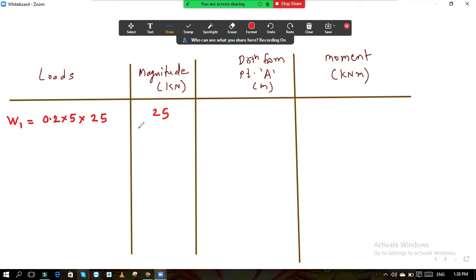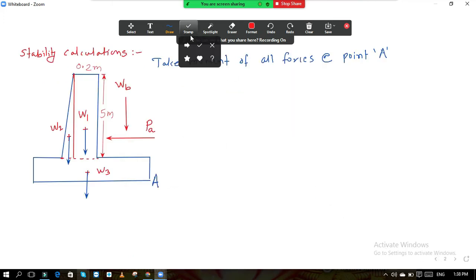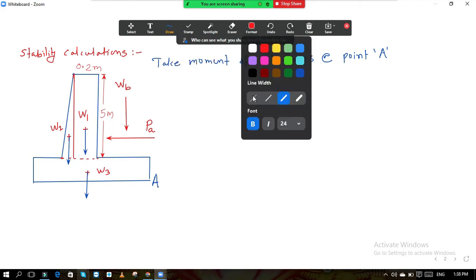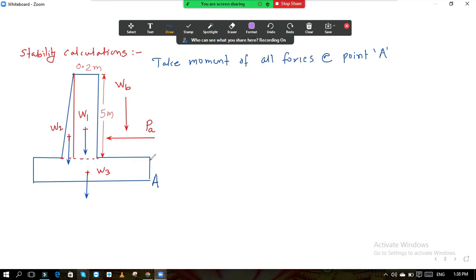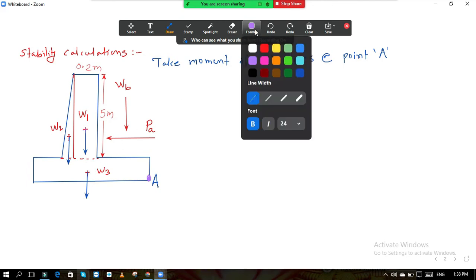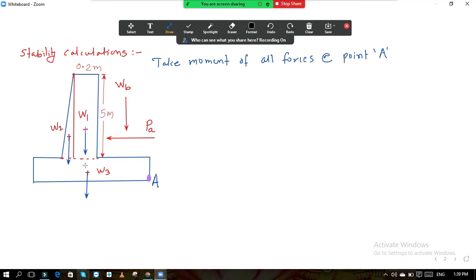Now the distance from point A. Now this is the important thing. How do we take the distance from point A? How can it be calculated? So point A is here somewhere. Okay. So now your load is here. So which distance do you want? You want this much distance. I will show it here with an arrow, I will take a different color. Let us take black. So from this point up to here, this distance you want, the distance from point A, because we are taking the moment of all the forces about point A.